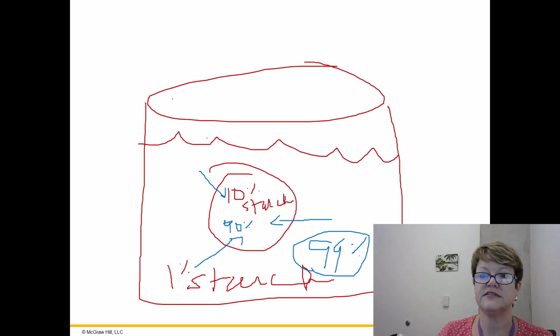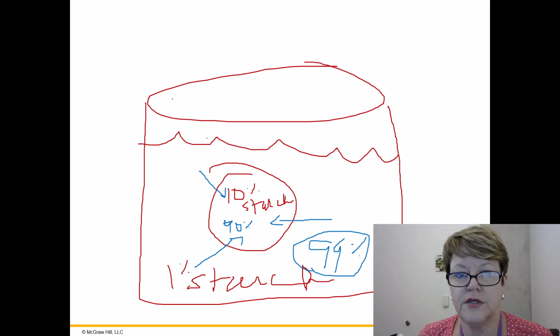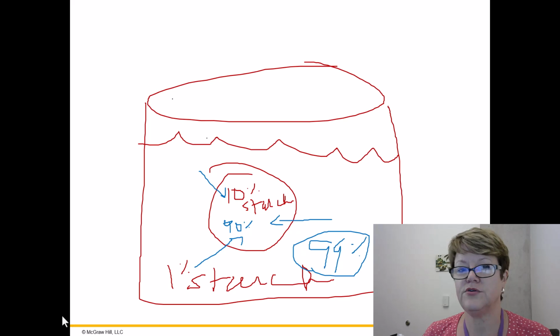And in this case, the cell will fill with water, and it'll either get really full, or if it doesn't have a cell wall, it might even burst. Right, so those are your situations that you could have.